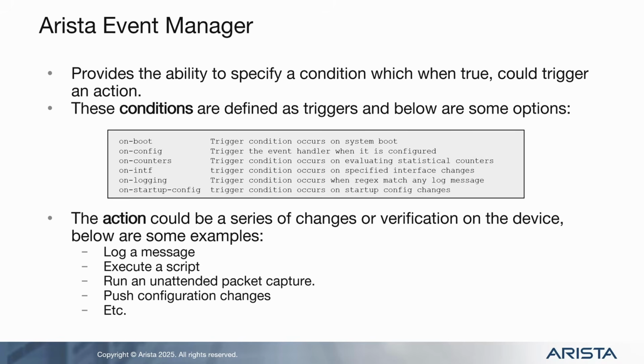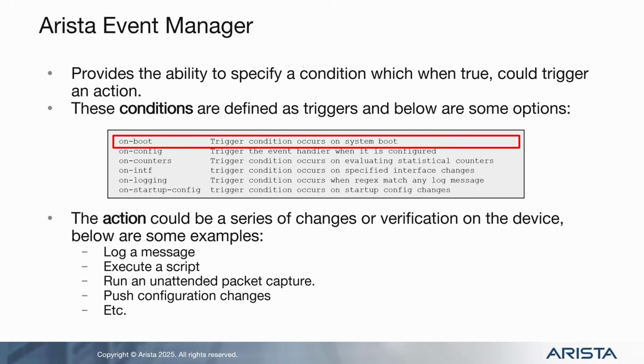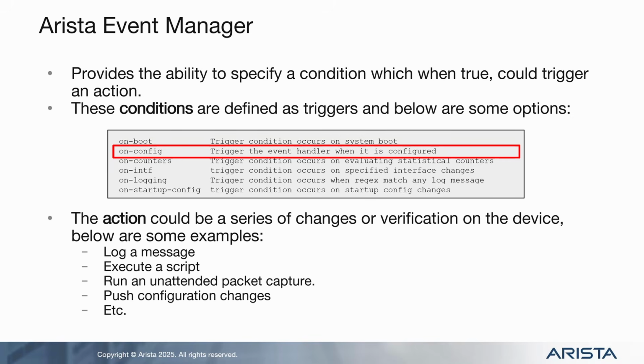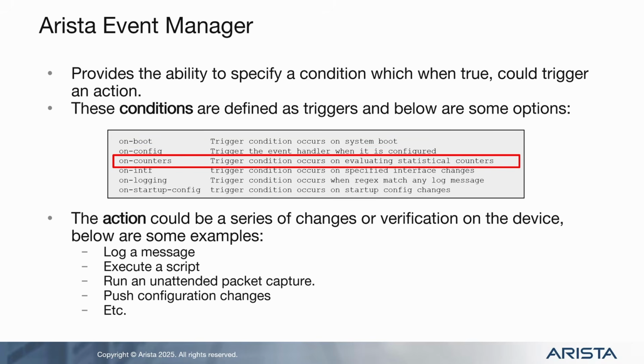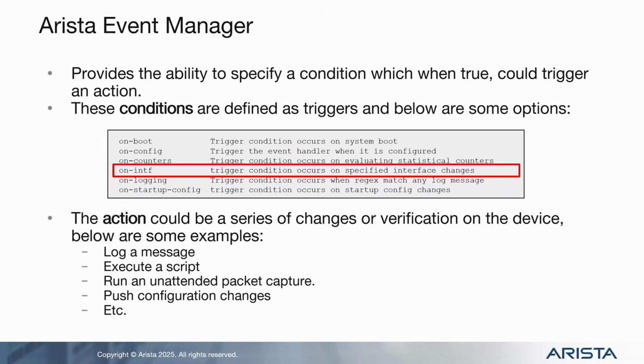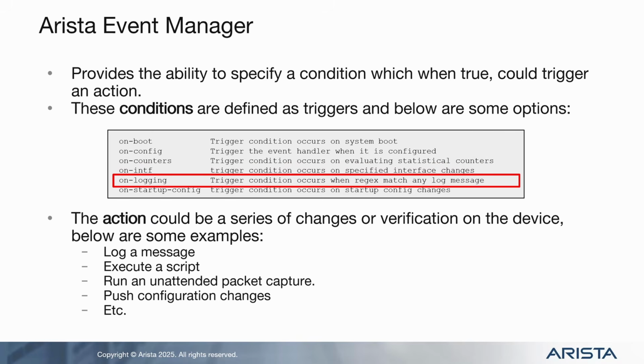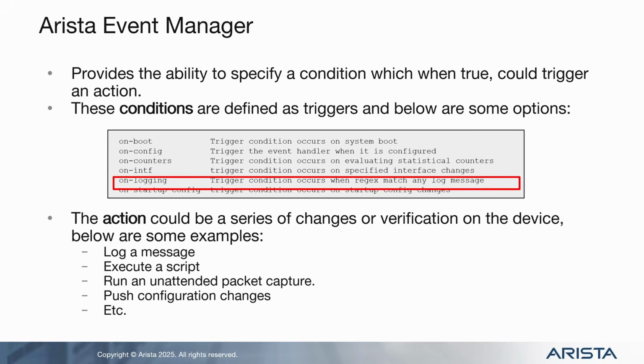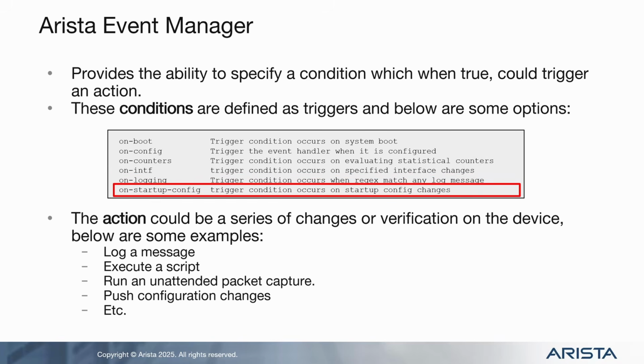Some of the trigger types we could use include on boot, which triggers after reload. On config, react to config changes. On counters, to watch changes on a counter like we'll do today. On interface, detect interface status changes like up or down or IP addressing changes on that particular interface. On logging, triggers when a log message is detected. And on static config, which triggers when there's a change to the static configuration.